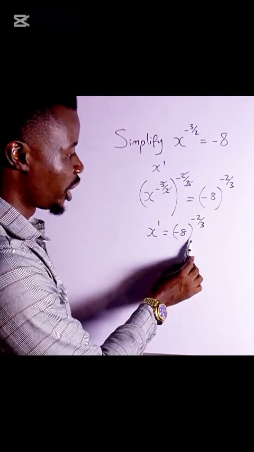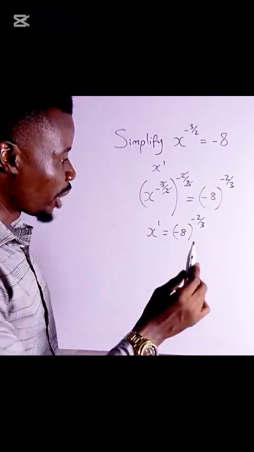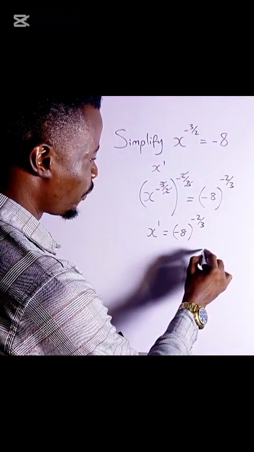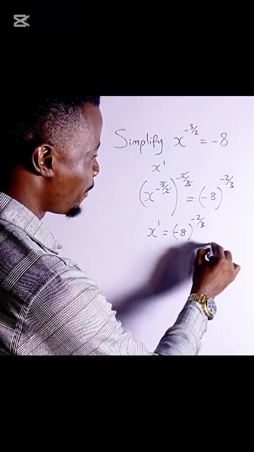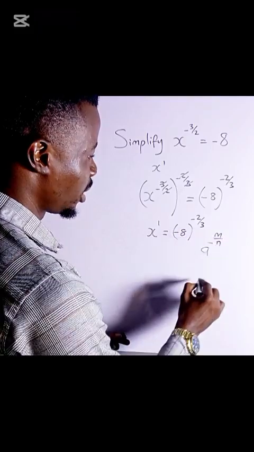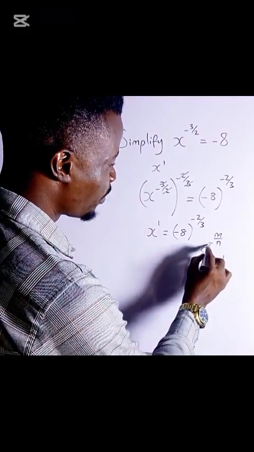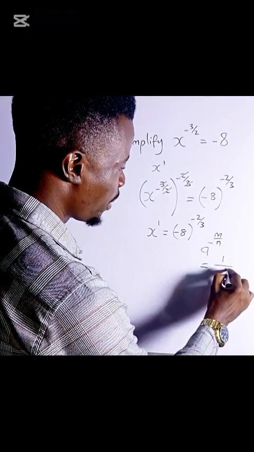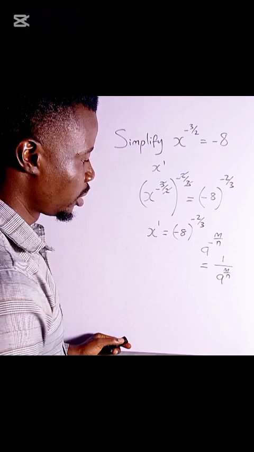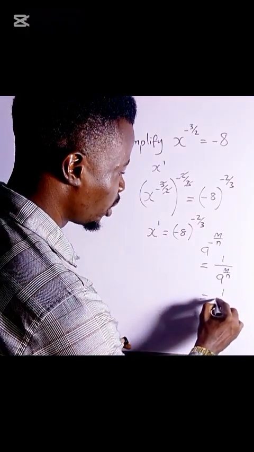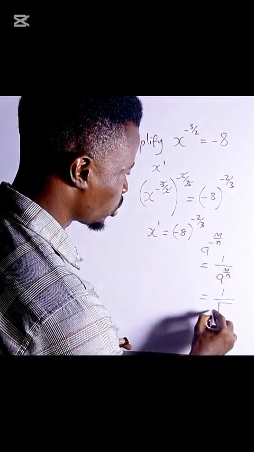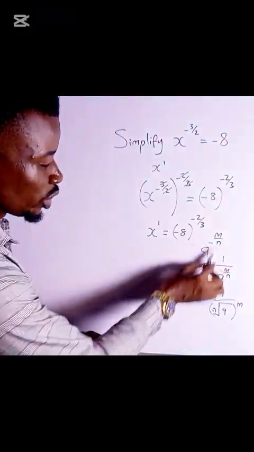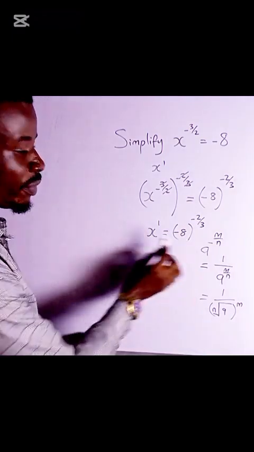Now there's a little challenge here. How do we simplify this? We remember our law of indices that states that if you have an index in the form a raised to power minus m over n, it is equal to 1 over a to the power of m over n, which can now give us 1 all over the nth root of a raised to power m. So we're going to use this law of indices to simplify this.